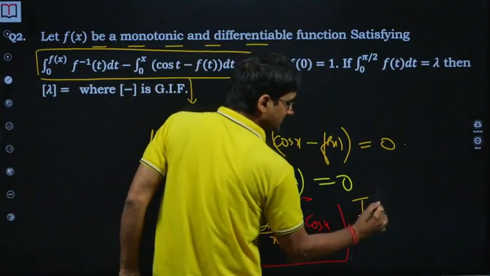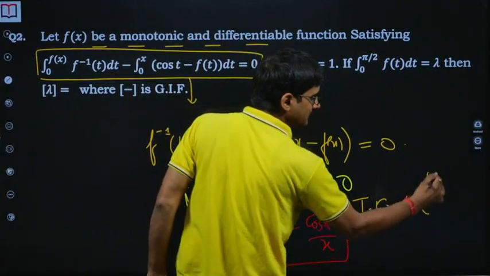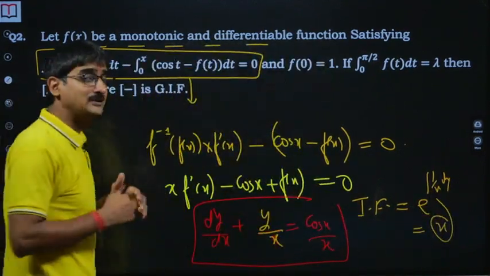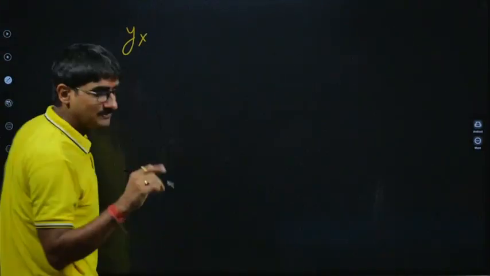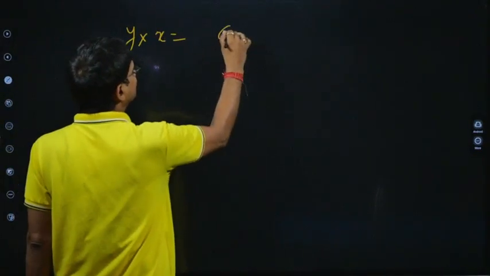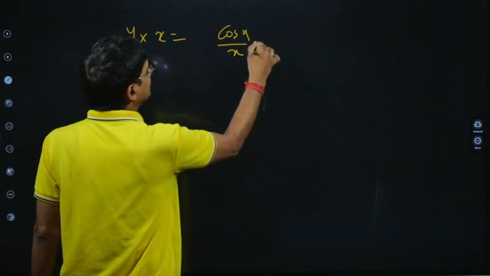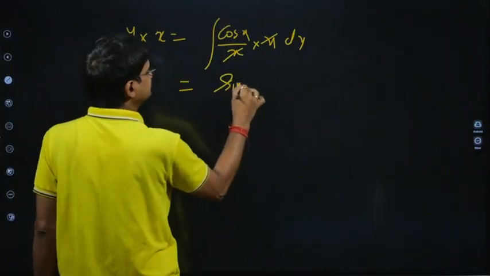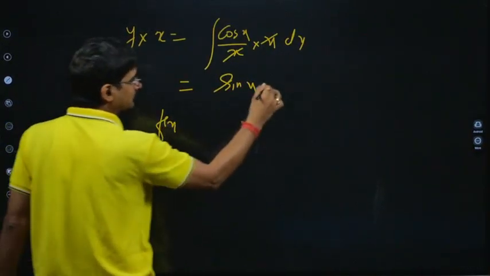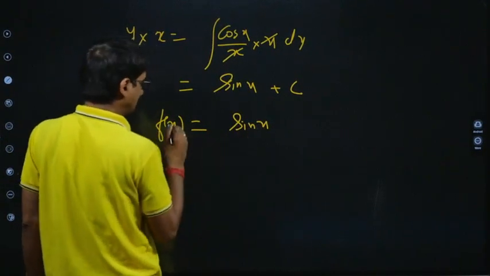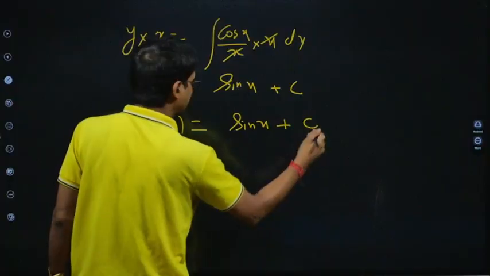So integrating factor is e raised to the power integral of 1 by x dx, which is nothing but x. So multiply both sides by x and integrate both sides. We get the dependent variable into the integrating factor, which is x itself, and then this is cos x by x into the integrating factor, and you integrate here. So this is nothing but sin x plus c. So x f of x is sin x plus c.